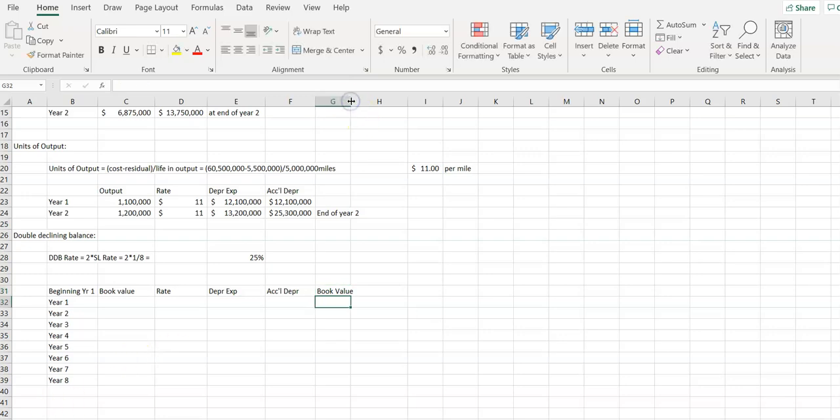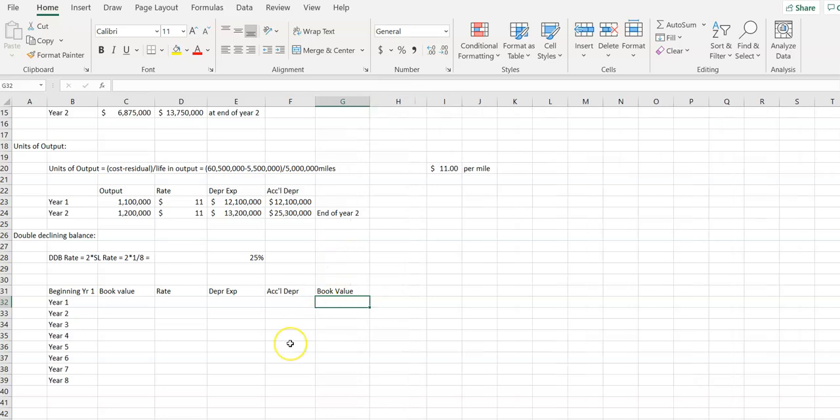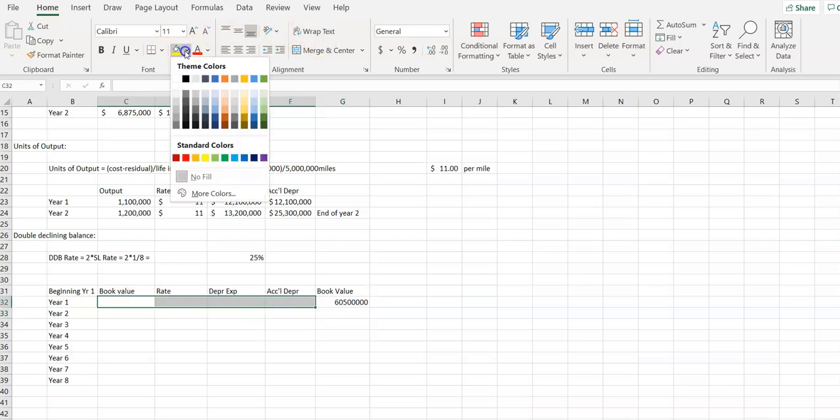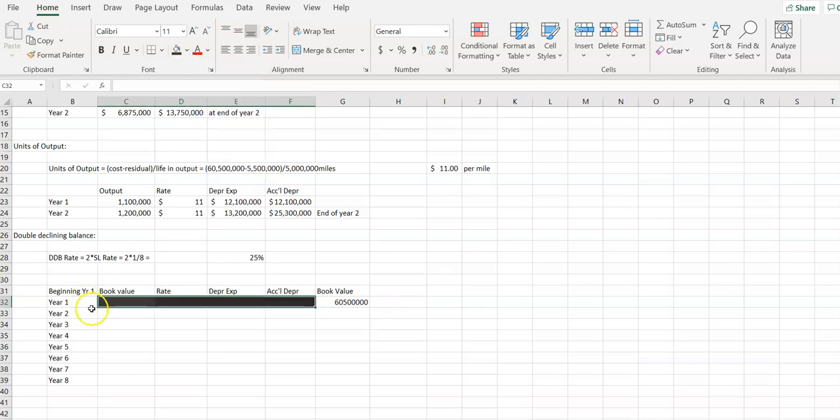Okay, so it starts off at 60,500,000. And remember, don't put anything else in this first row. Just put that cost. Don't put anything else in there.